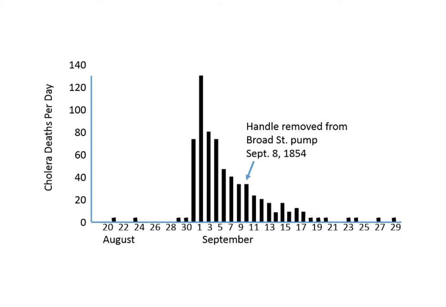You see, this is the debate about the handle, because it got removed here, and then yes, cases go down afterward, but they were already going down before that. So that's why there is some debate as to whether or not the handle helped. It must have helped in some way, right? You get rid of the source anyway. Even if cases were going down, you're probably preventing secondary cases. You're probably preventing those people who would come to the Broad Street pump to get the water from outside the area from getting sick.